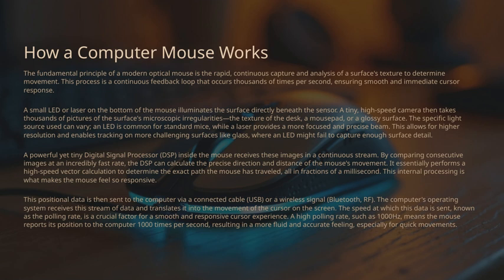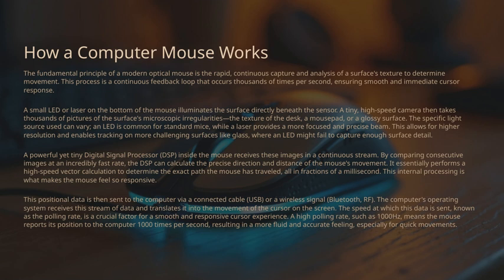The type of light source can vary. LEDs are common for everyday mice, but lasers are used when more precision is needed, especially on tricky surfaces like glass. Lasers can focus more precisely, allowing the mouse to track accurately even where an LED might struggle.